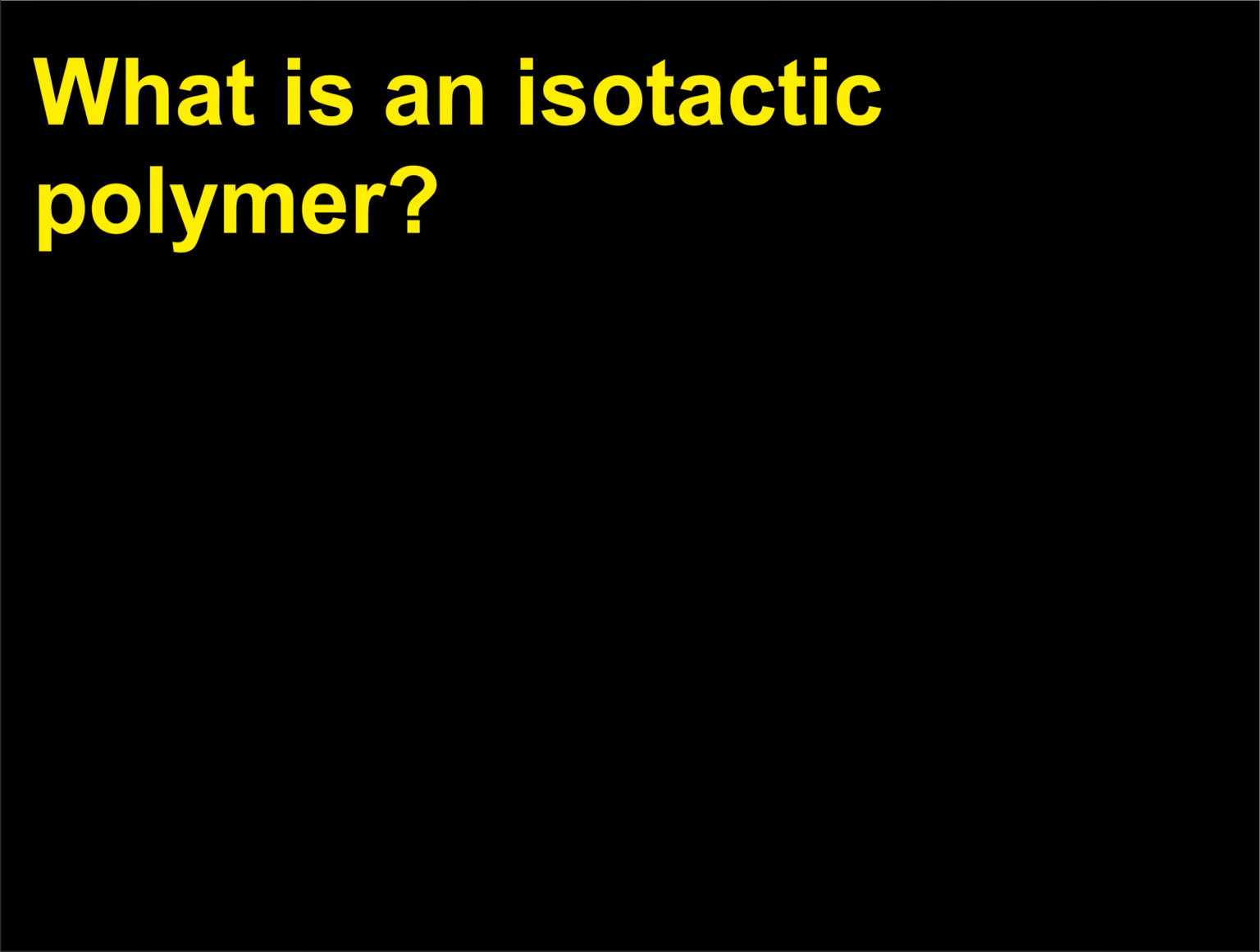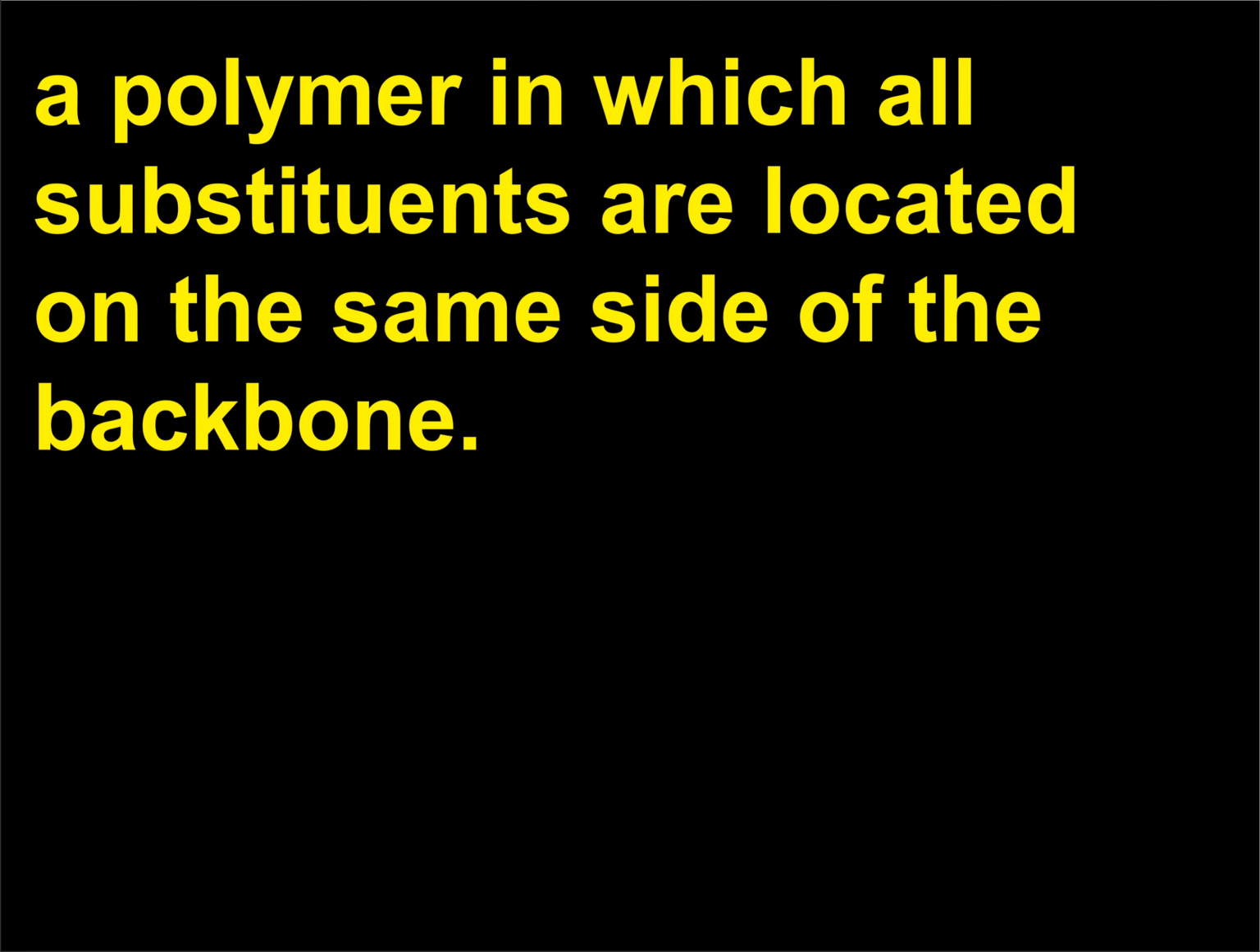What is an isotactic polymer? A polymer in which all substituents are located on the same side of the backbone.